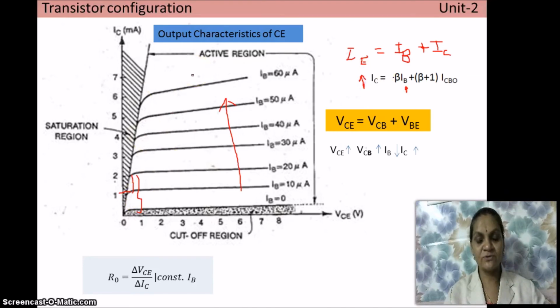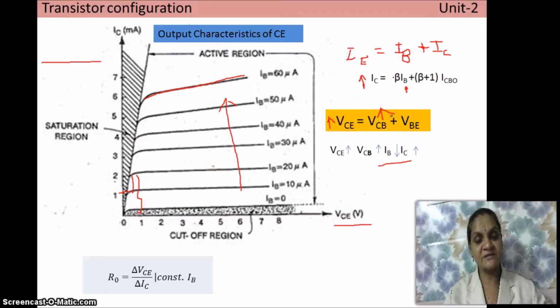Here one thing you have to note down. In common base configuration, this characteristic curve will be a constant straight line in the active region, whereas here you are getting an upward rising slope. The main reason is this. According to this expression, on the x-axis I am increasing the value of VCE. If VCE increases, VCB also increases. VCB is the collector base voltage, which is responsible for reverse biasing the collector junction. So I can say the reverse bias voltage increases.